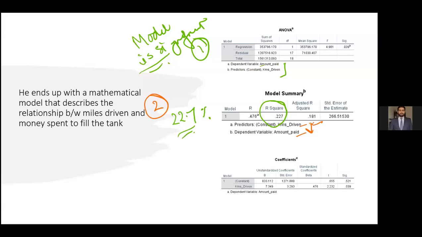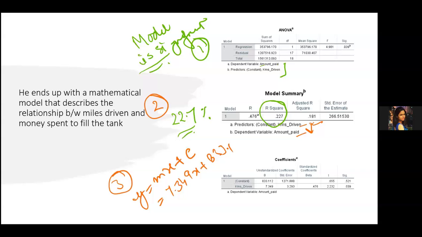If I have to make a regression equation out of this, what will my regression equation be? Say the regression equation is y equals mx plus c. So what will my regression equation be here? What is my slope here? Y equals 7.349x plus 833.112. Okay, this is my scenario 1. Just remember this.